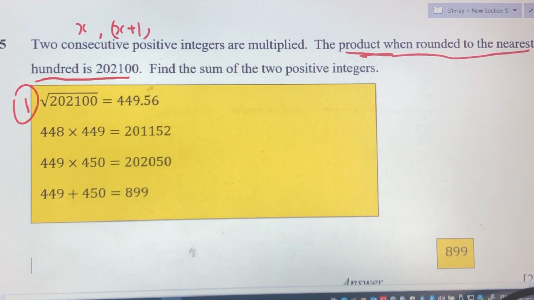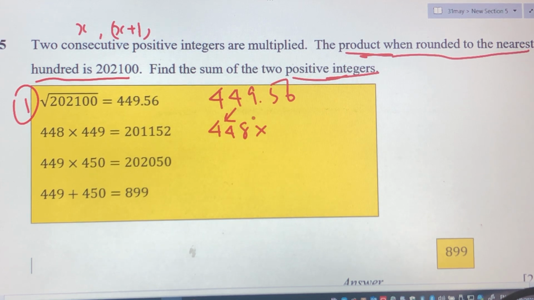The first step here is to square root this. Then we get 449.56. Now what does this number tell us? This number tells us that probably it's 448 times, because we cannot take 449.56 times 449.56, because they are both positive integers, you see. So it means that it must be some number near to it, then later they go and round off.